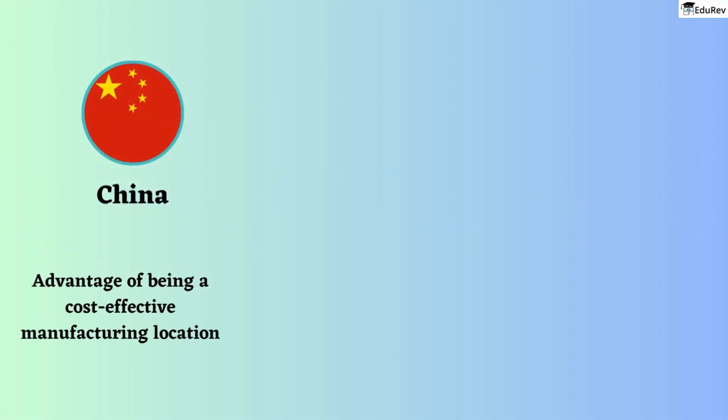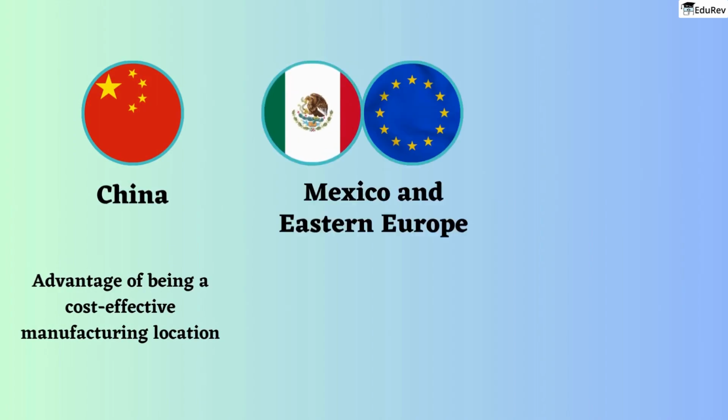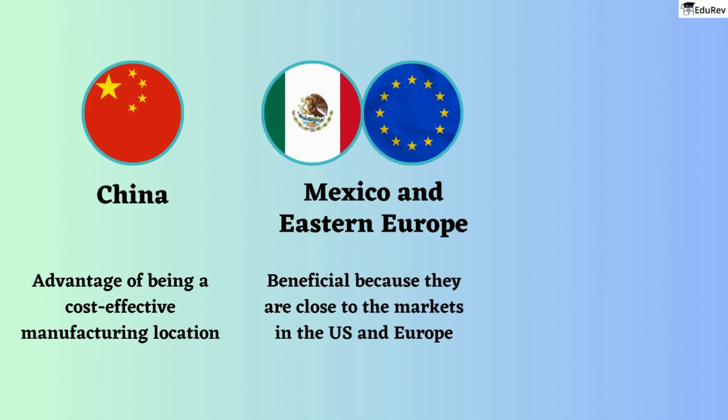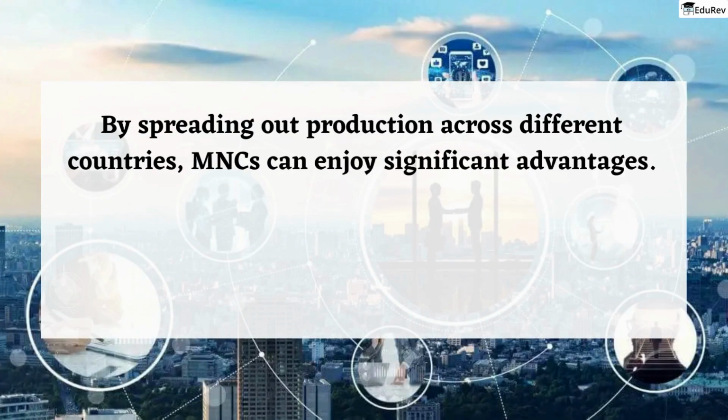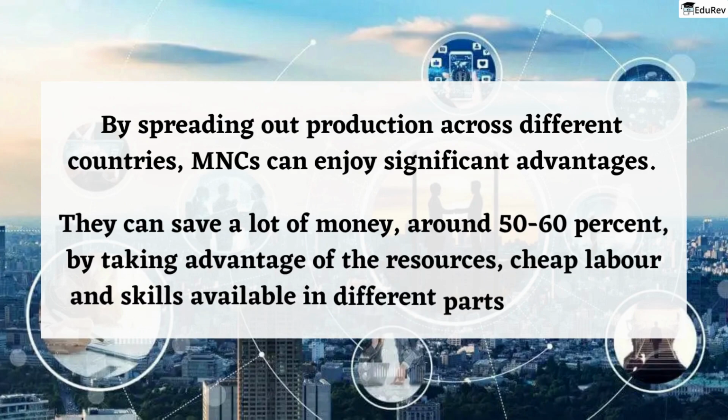In this example, China offers the advantage of being a cost-effective manufacturing location. Mexico and Eastern Europe are beneficial because they are close to the markets in the US and Europe. And India has highly skilled engineers who understand the technical aspects of production, along with educated English-speaking youth who can provide customer care services. By spreading out production across different countries, MNCs can enjoy significant advantages. They can save a lot of money, around 50 to 60%, by taking advantage of the resources, cheap labor and skills available in different parts of the world.